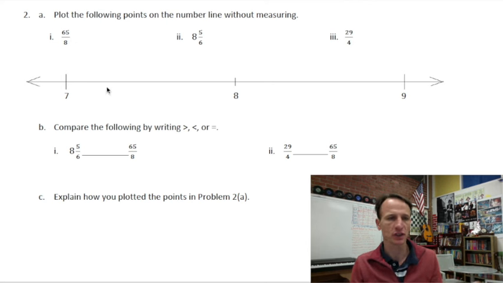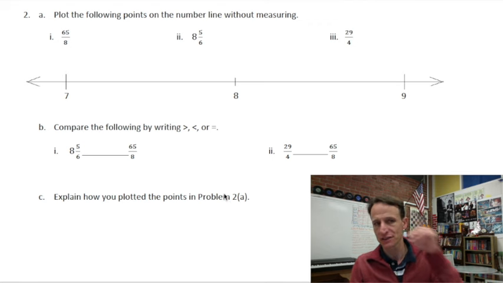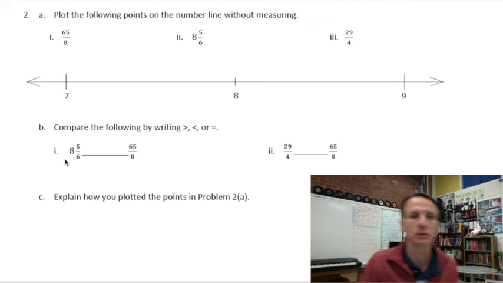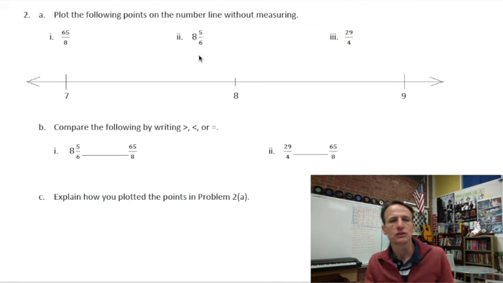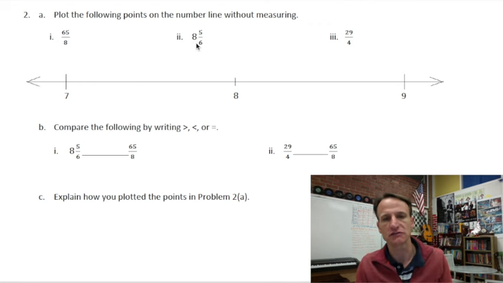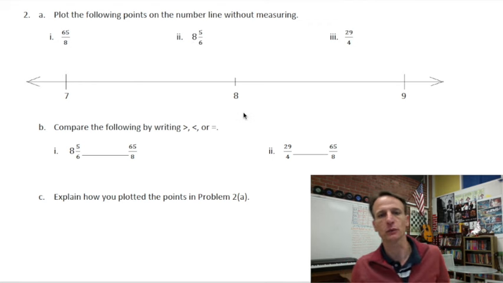Plotting some points on the number line. This one goes from 7 to 8 to 9, and then we'll do a comparison. Only difference here is we want to pay attention to how we plot the points here in part A, because we'll be explaining that in part C. So let's go easy on ourselves. Let's look at 8 and 5/6 to start with, because the other ones you see are improper fractions.